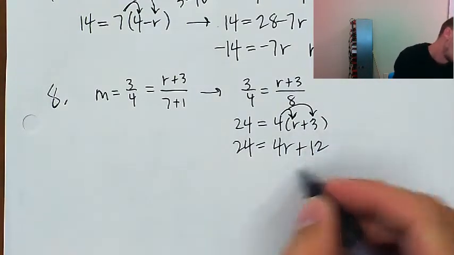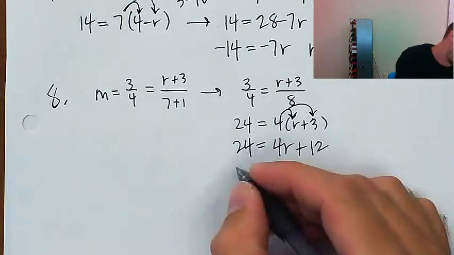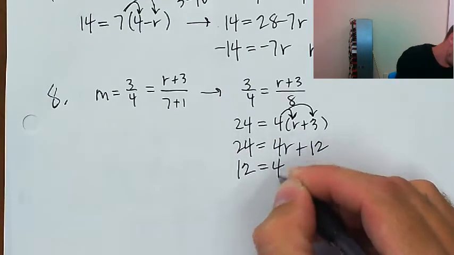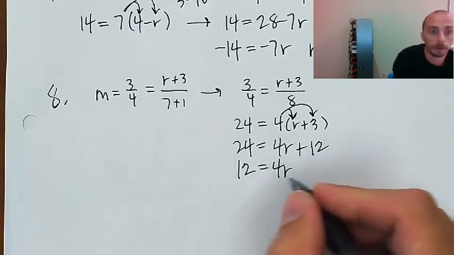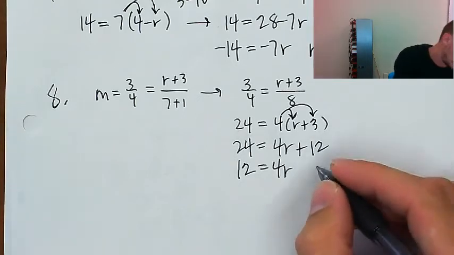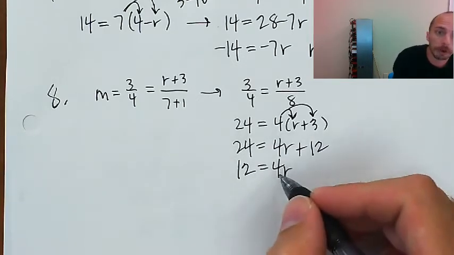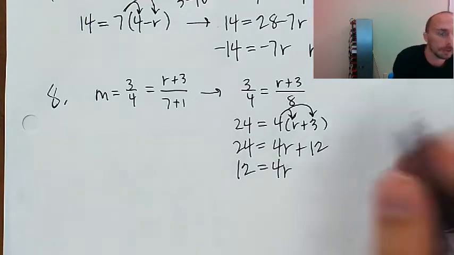So I'm going to subtract 12 from both sides. 24 minus 12 is 12. That's going to be equal to 4 times r. And I'm going to solve for r by dividing both sides, pardon me, by 4, and getting 12 divided by 4, which is 3.